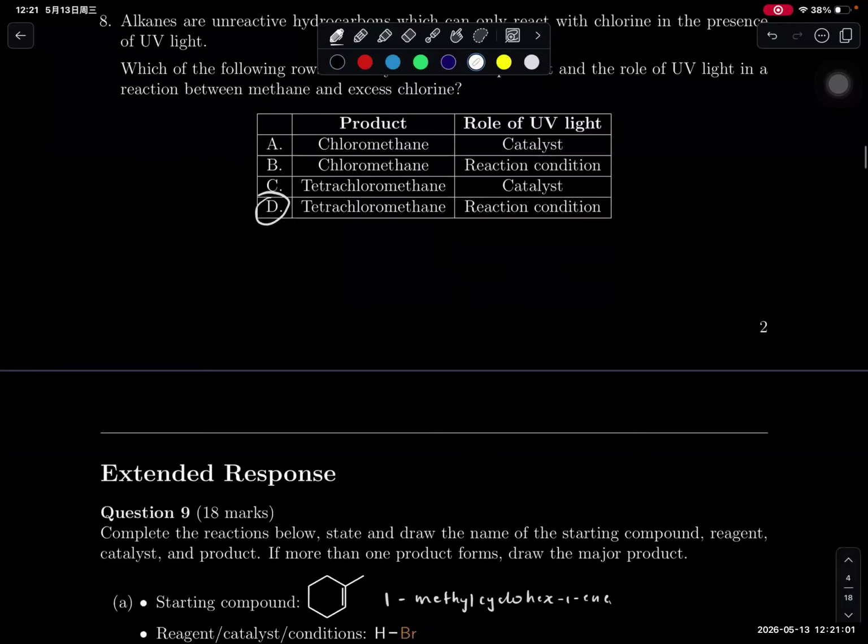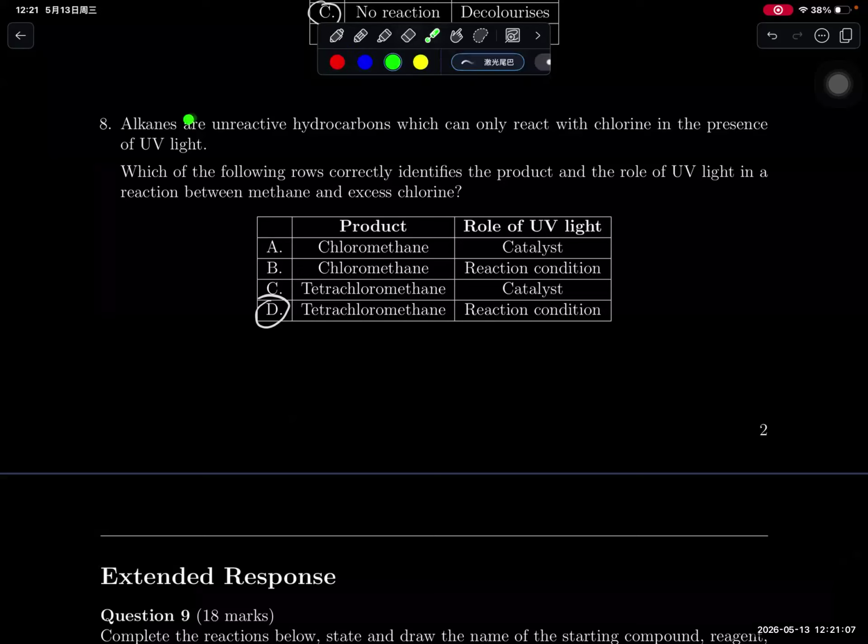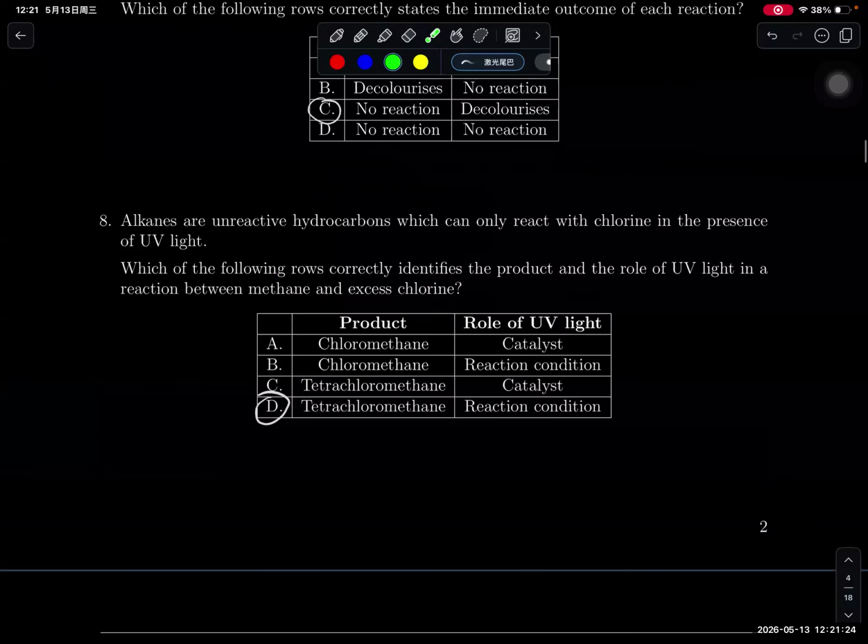Coming next, alkanes are unreactive hydrocarbons which can only react with chlorine in the presence of UV light. Which of the following correctly identifies the product and the role of UV light in a reaction between methane and excess chlorine? So we would have UV light as a reaction condition, so it's not a catalyst, right? It's not something you can add, but it is a reaction condition, right?